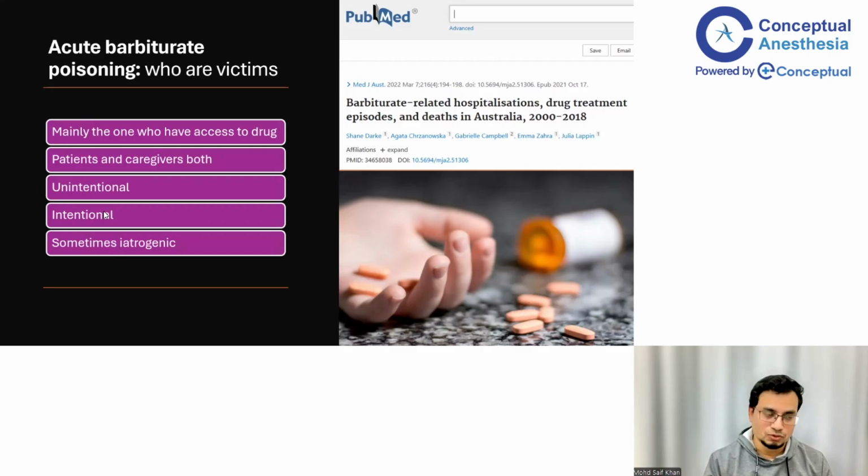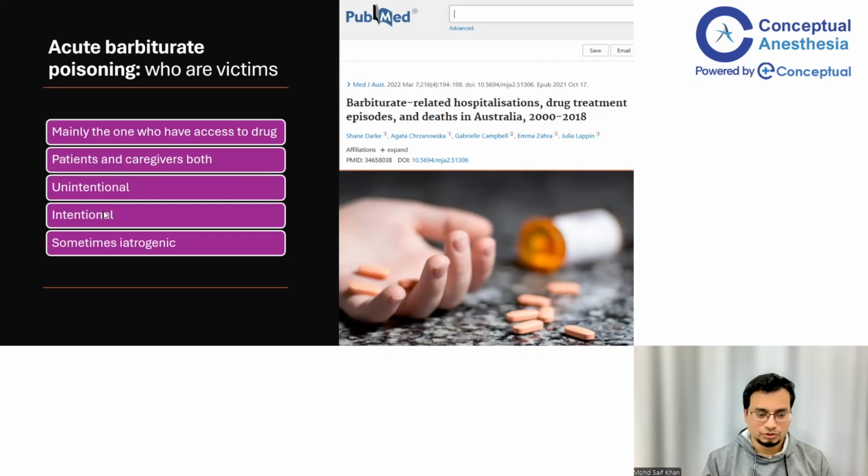Intentionally, as we know, you can take it, or you can give it, like suicidal or homicidal. But it can be unintentional also, like an accident. All right, so accidental overdoses are possible. And it can sometimes be iatrogenic. When you are using a short acting barbiturate and you are giving multiple doses, you may overdose, and that can cause cardiovascular and pulmonary complications.